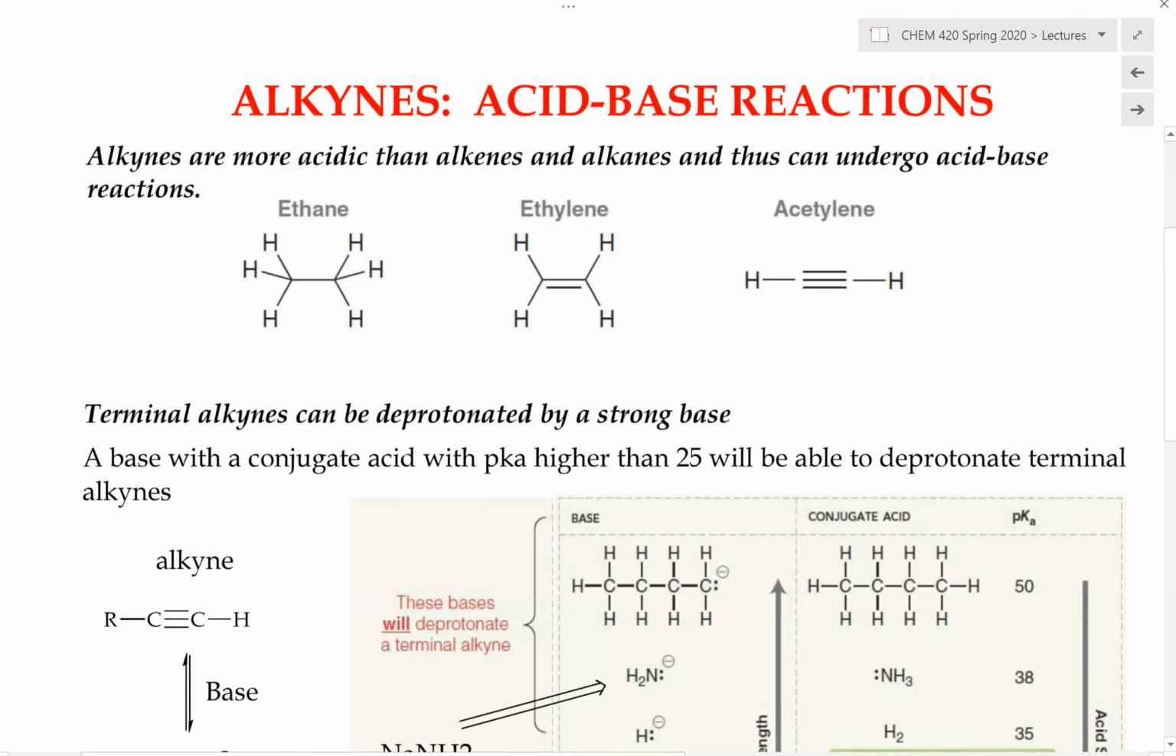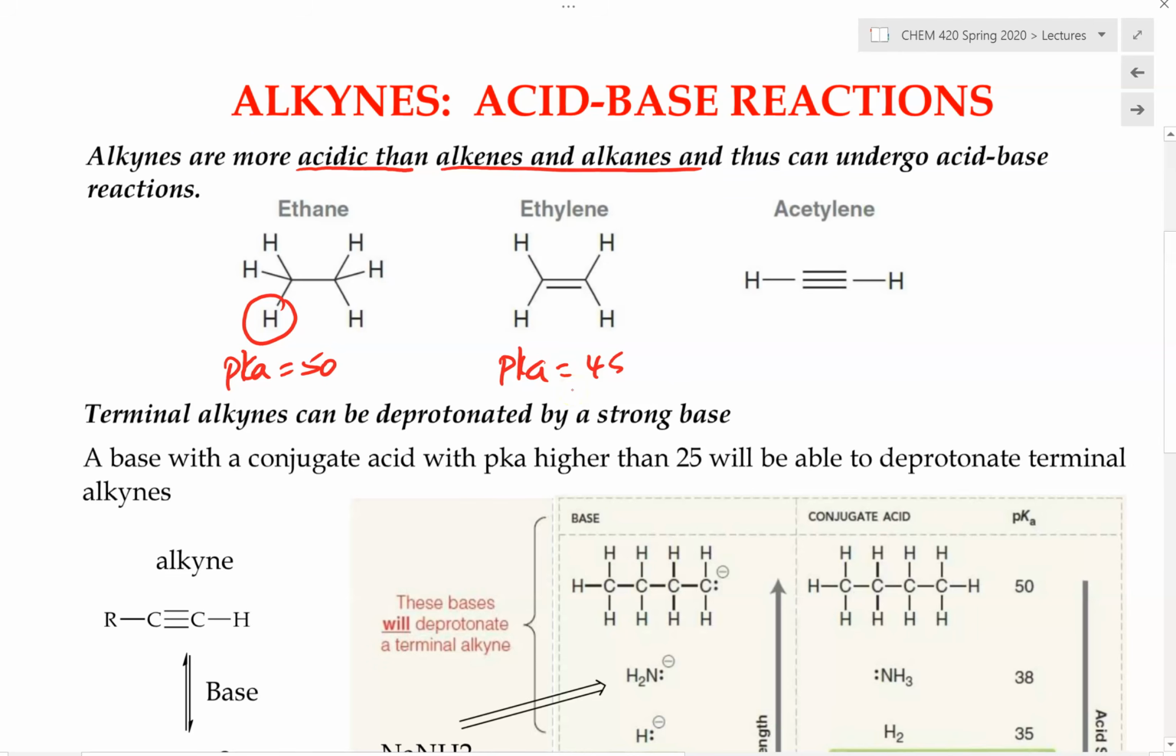This is basically what makes the alkyne slightly different compared to the alkane and the alkene that we have seen already. Alkynes are more acidic than alkenes and alkanes, and therefore they can undergo acid and base reactions. If we compare the pKa's between alkyne, alkene, and alkane, the alkane pKa is about in the 50 range, versus for alkene, the pKa is in the 45 range.